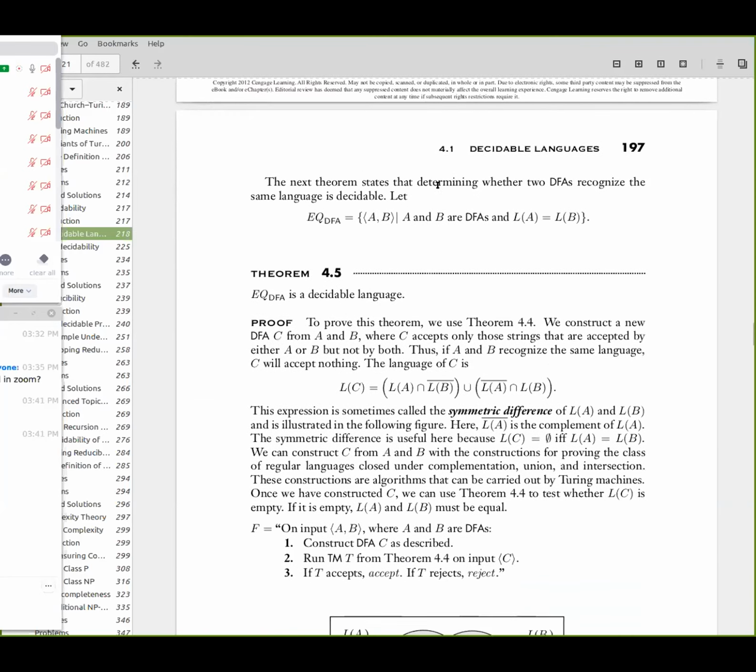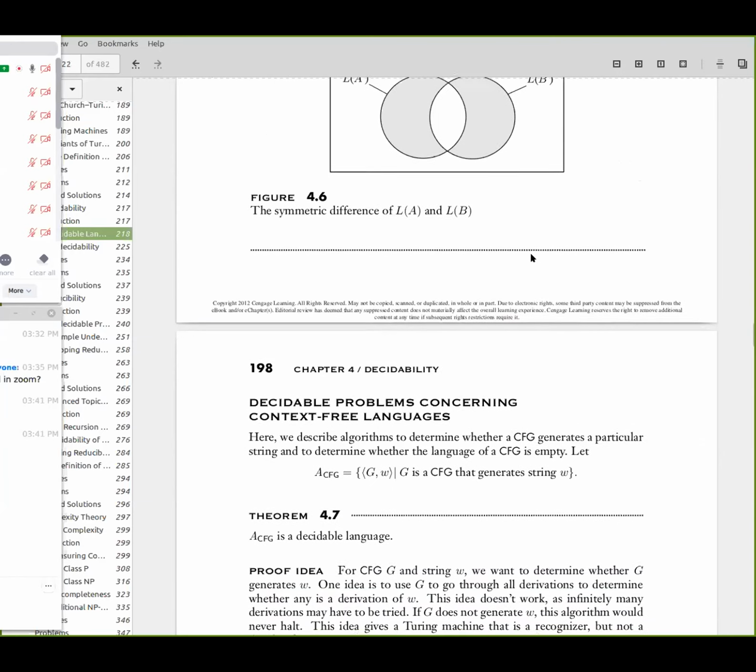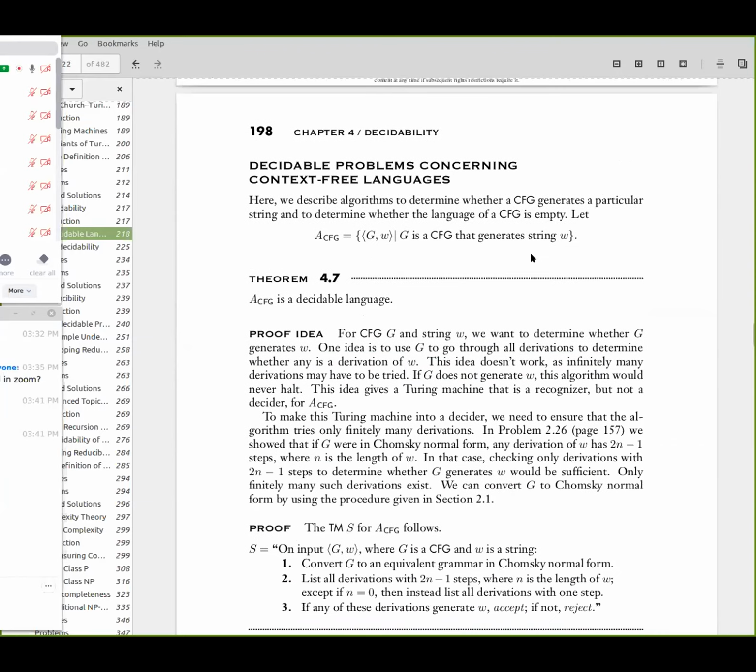EQDFA: you're given two DFAs and you're asked whether they accept the exact same language, right? So you can have a language that's accepted by very different looking DFAs, and this is just asking, are they equivalent? Those are a lot of things you can ask about DFAs that are all decidable. There's algorithms for all of those.